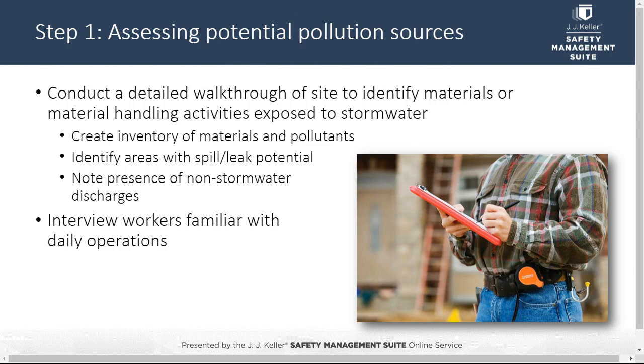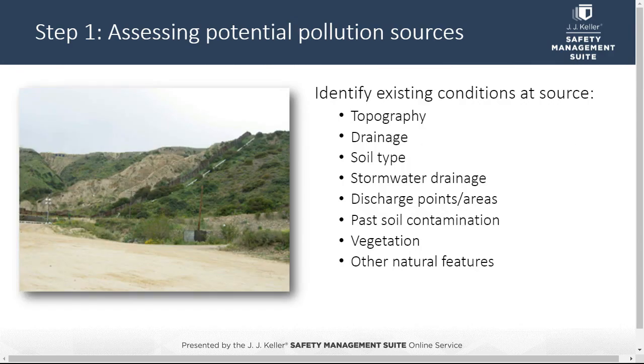Lastly, while at the site, you'll want to interview your employees who may be more familiar with daily operations than you might be. This will help you thoroughly identify any activities that may contribute stormwater pollutants, but that may not be readily visible during your walkthrough. Your assessment should also include source-specific conditions such as soil types, drainage patterns, existing vegetation, and topography. Especially important in construction SWPPPs, this assessment is your foundation for building your SWPPP and developing your final site plan.